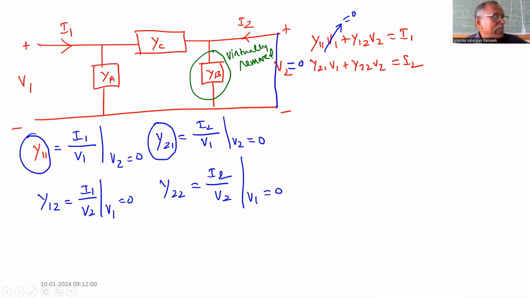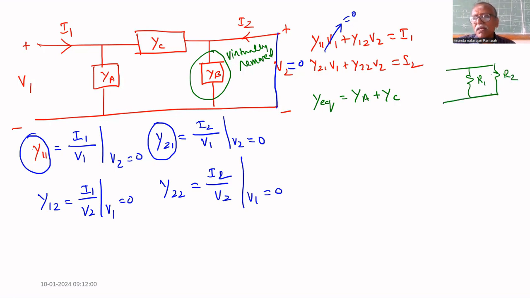What are the remaining two admittances? YA and YC. Therefore, Y equivalent equal to YA plus YC. Why am I adding? If the admittances are in parallel, then we have to add. How do we add two resistances? Suppose I am having R1, R2, two resistances. To find the equivalent, 1 by R1 plus 1 by R2, which can be written as Y1 plus Y2. That's why we are writing YA plus YC as the equivalent.